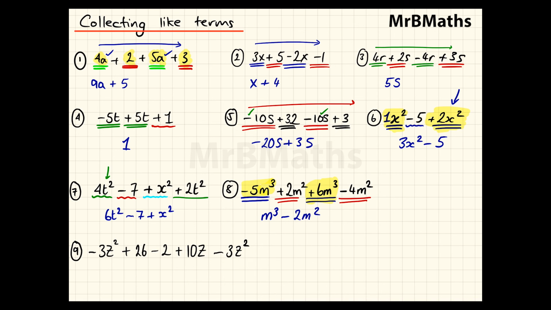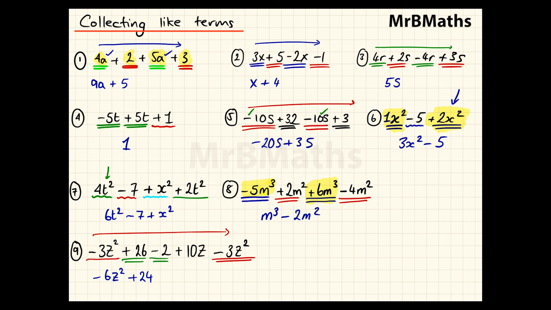Right, so with this one, I'm going to start off with minus 3z squared. I'm then going to scan the expression like we've been doing for other z squared. So 26 minus 2, 10z, no. Then I've got this 3z squared here. So if I've got minus 3z squared minus 3z squared, that's going to give me minus 6z squared. I've then got plus 26 minus 2, so plus 26 minus 2 is going to give me plus 24.